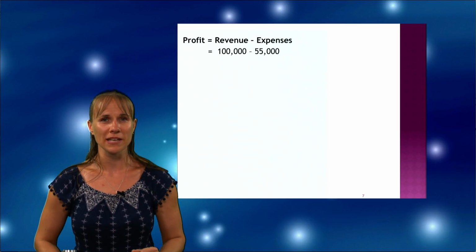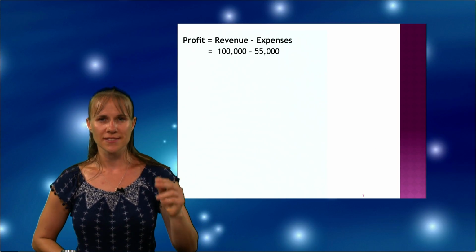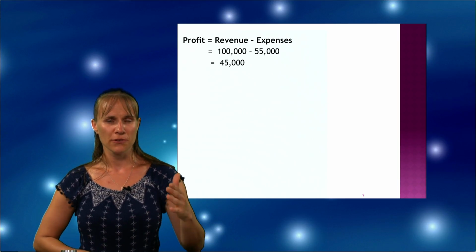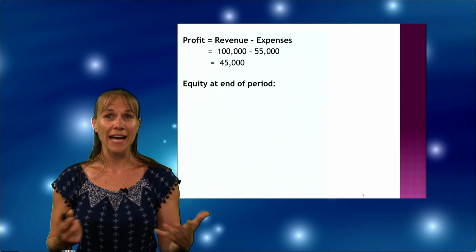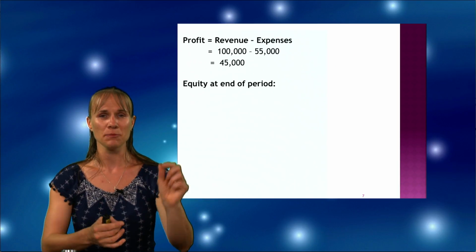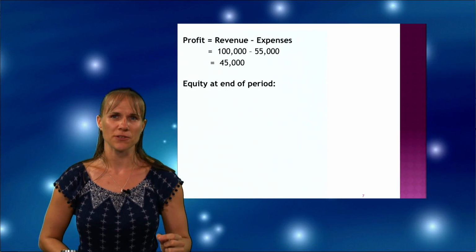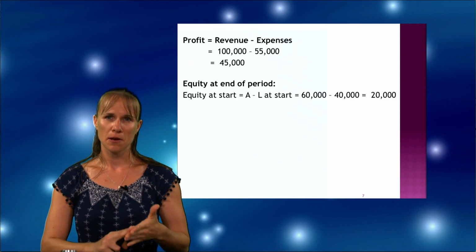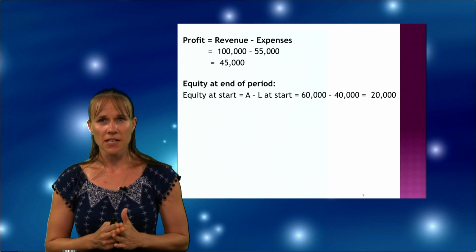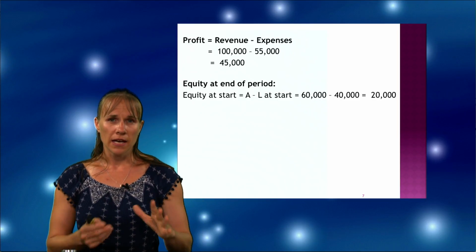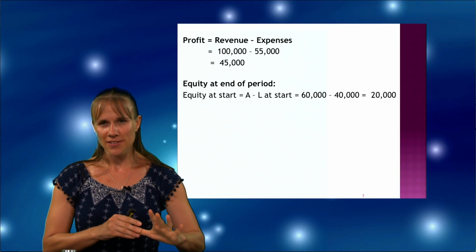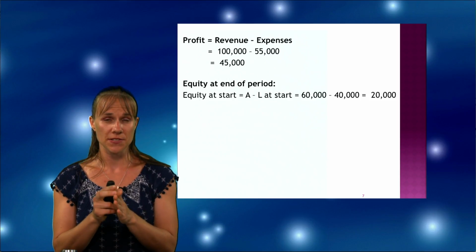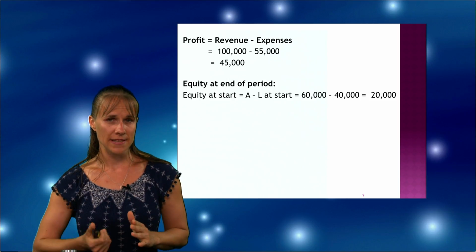In this case, we've got all the information. We know that revenue is 100,000. We know that expenses are 55,000. So profit becomes $45,000. Now we can go on and calculate equity at the end because we have that piece of information. So equity at the start is assets minus liabilities at the start. We were told our assets were $60,000 and our liabilities were $40,000. So our equity at the start of the period is $20,000.